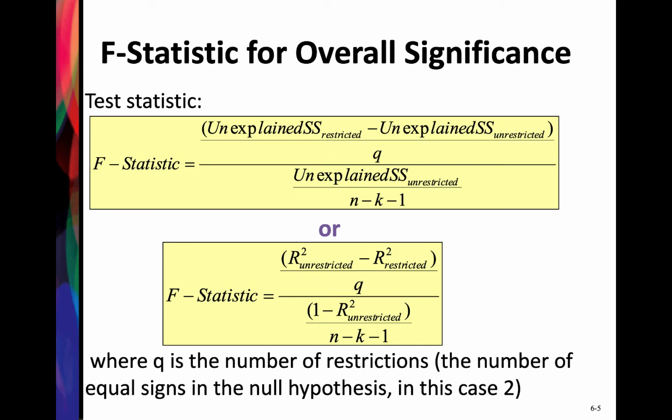Okay, the other form of this test, instead of the unexplained sum of squares form, is the r squared form of the test. It's a little bit less general, but most of the time in this class we can use it.